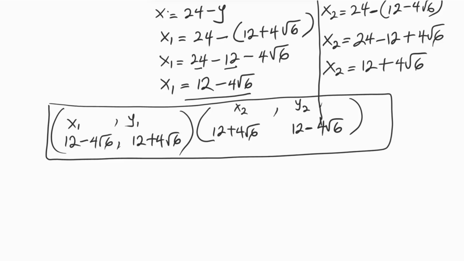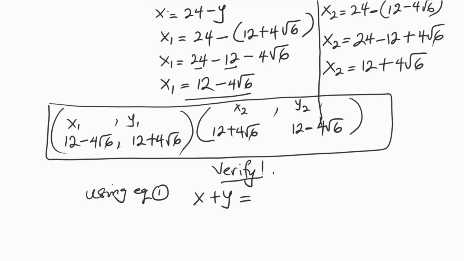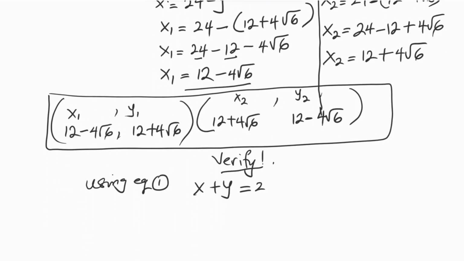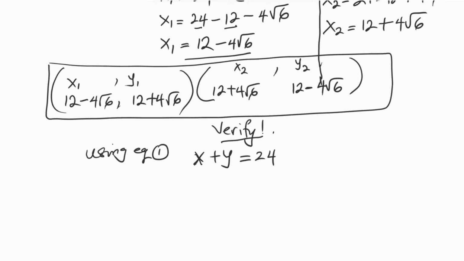Now, let's verify these answers that we have here, just to make sure that the answers we have are correct. So, using equation 1, which states that x plus y is equal to 24. And if we see from our answers, they're just reciprocals. So x1 is 12 minus 4 root 6. x2 is 12 plus 4 root 6. y1 is 12 plus 4 root 6. y2 is 12 minus 4 root 6. So they're just opposites, right?